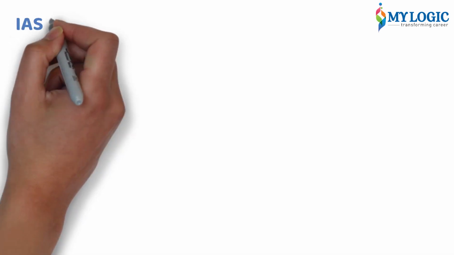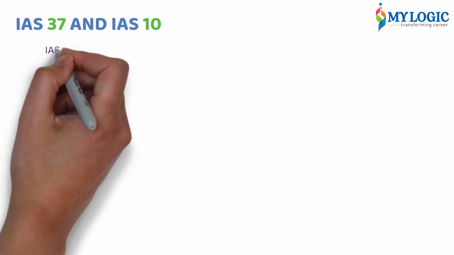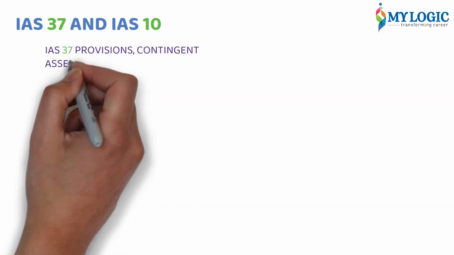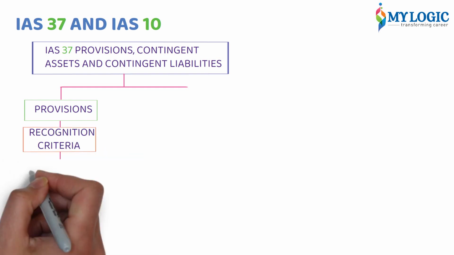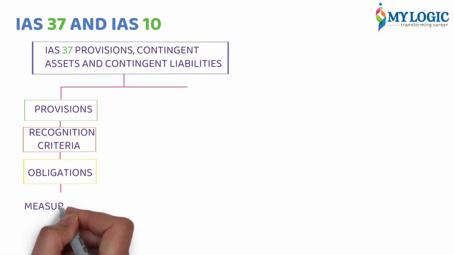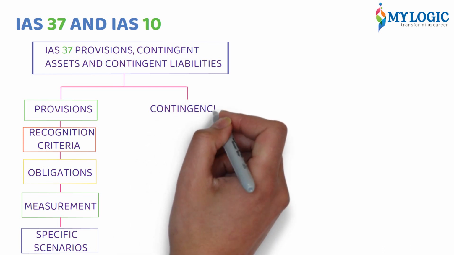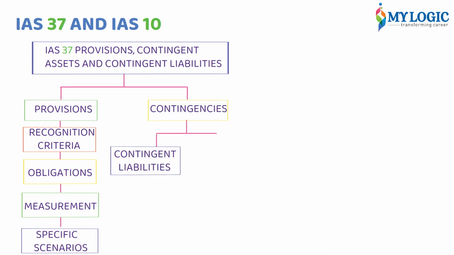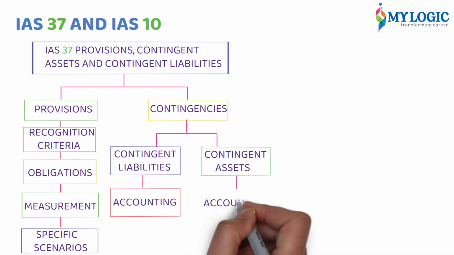Chapter 15, IAS 37 and IAS 10. The contents to be covered in this chapter are as follows. IAS 37 Provisions, Contingent Assets and Contingent Liabilities. Provisions: Recognition Criteria, Obligations, Measurement, Specific Scenarios. Contingencies: Contingent Liabilities, Accounting, Contingent Assets, Accounting.